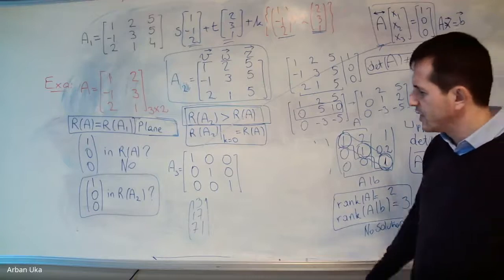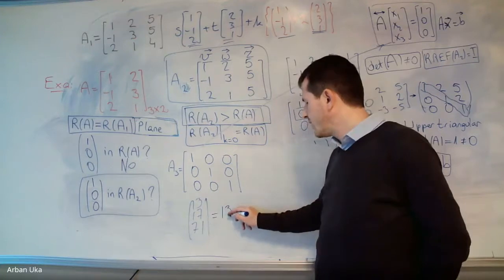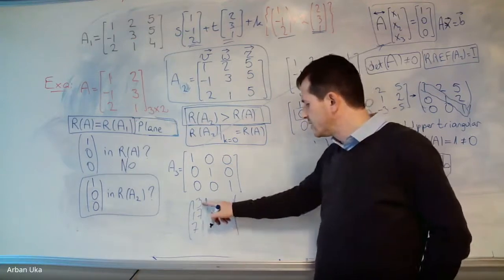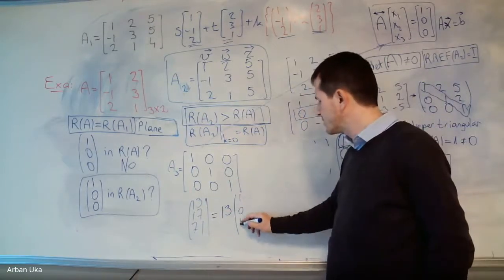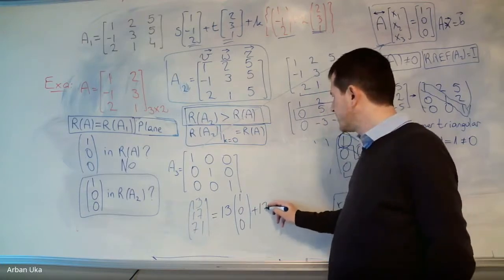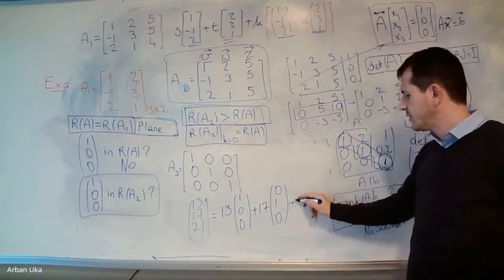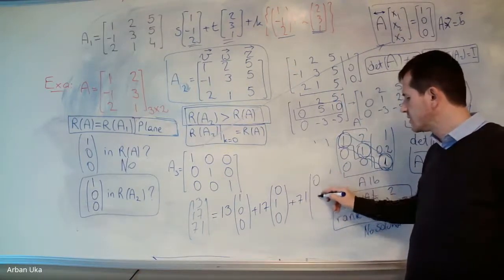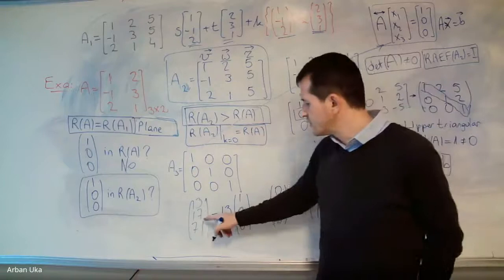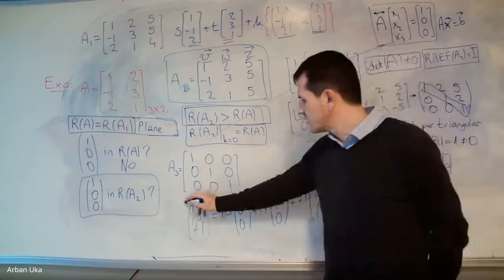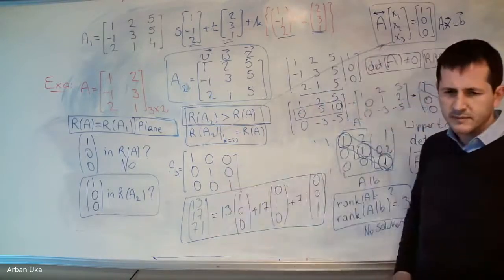Can you answer this? We're asking, is this in the range of A3? We say yes. Why? Because we can write this 13, 17, 71 as a linear combination of these columns, which is 13 times 1, 0, 0, plus 17 times 0, 1, 0. Are we clear here? Plus 71 times 0, 0, 1. So if we can find such numbers that will produce this number from these three columns, then we can say that this is in the range of this matrix. Would you agree with this?